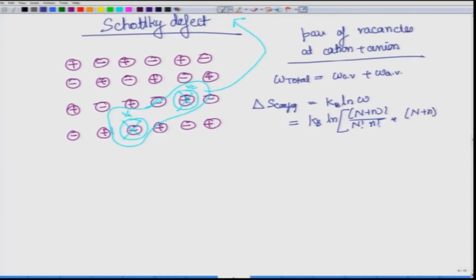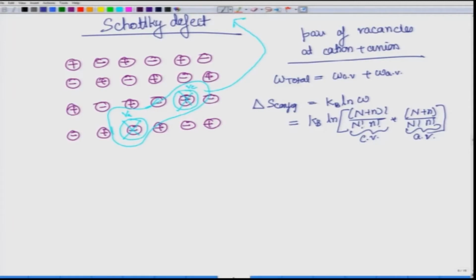So, inside this log term these are both multiplied, and there is meaning to it because they are exactly the same relation, but in the Frenkel defect these two terms were different. Here, one of them is representing cation vacancy, and the other is representing anion vacancy. Over there, one of them was representing cation vacancy and the other was representing cation interstitial.